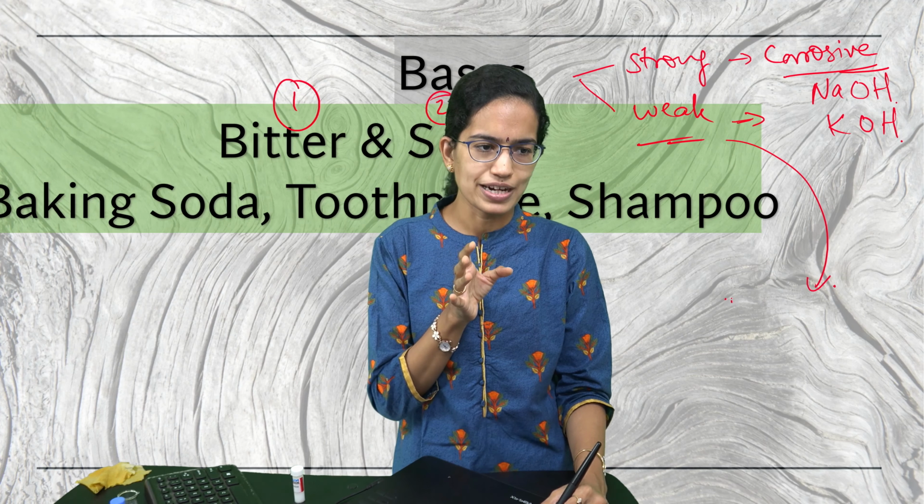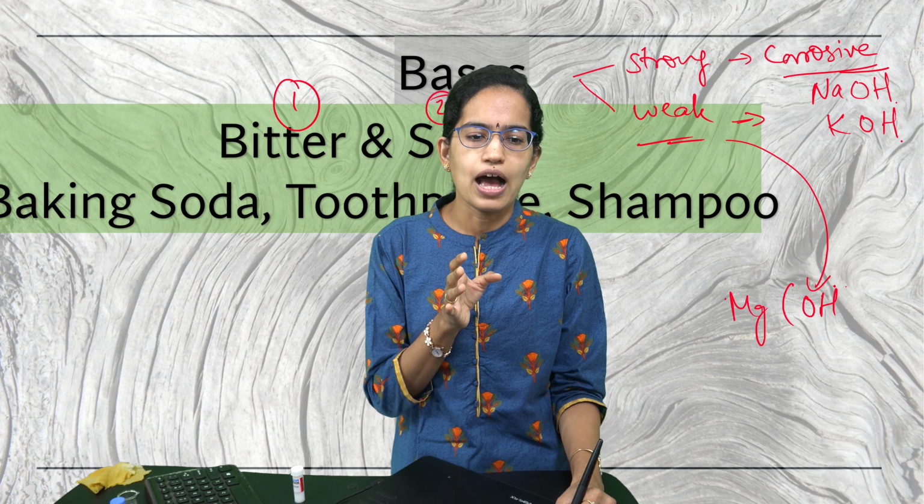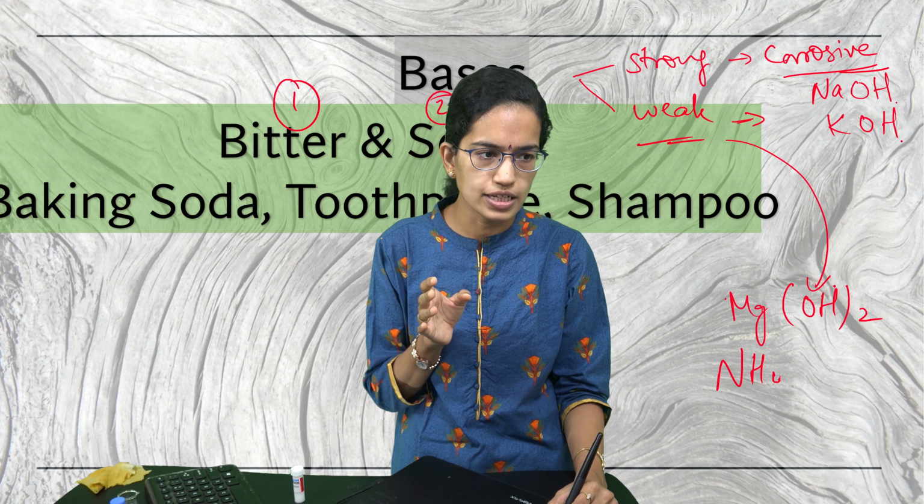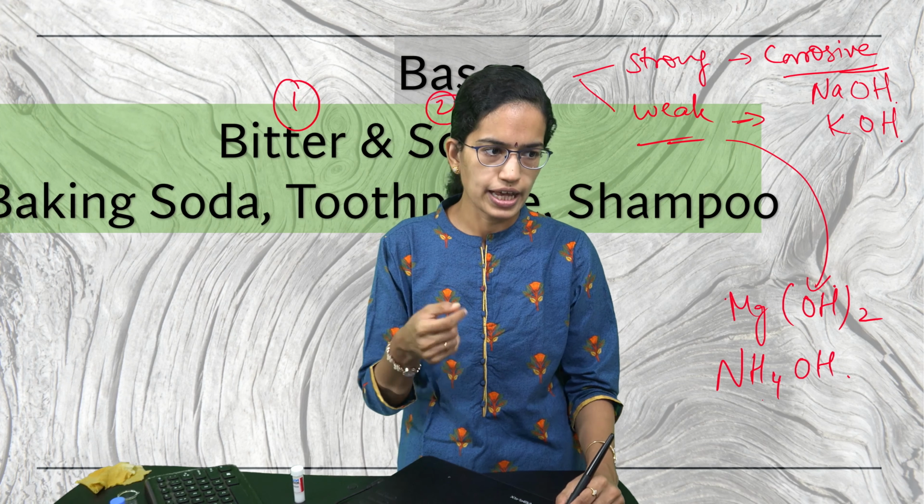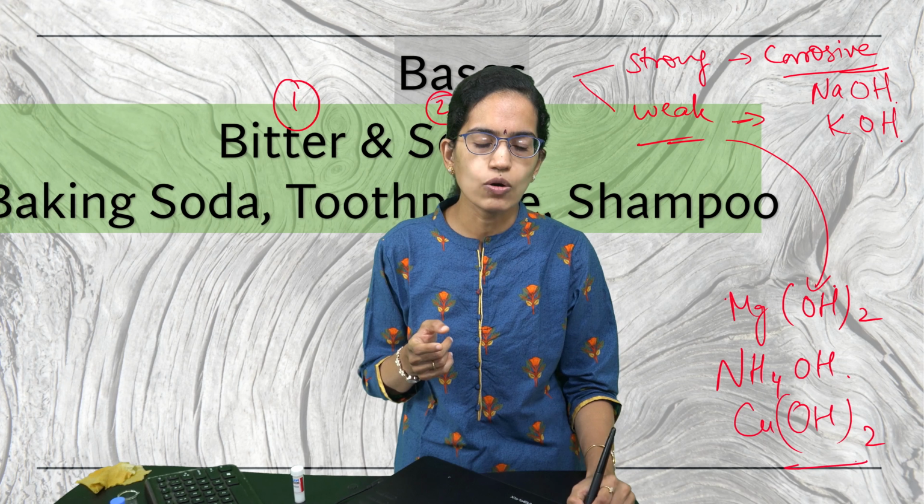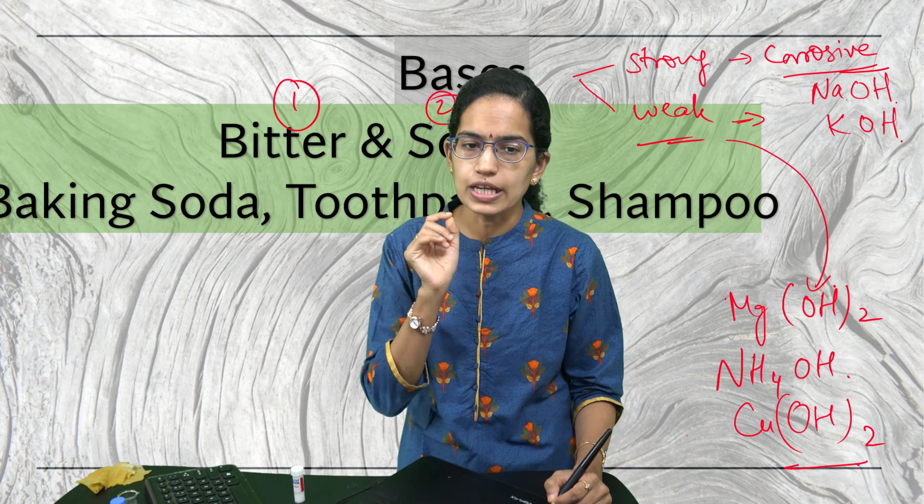So magnesium hydroxide. Then you have ammonium hydroxide. Ammonium hydroxide is also used in fertilizers. Then we also have copper hydroxide. So these are all examples of weak bases.